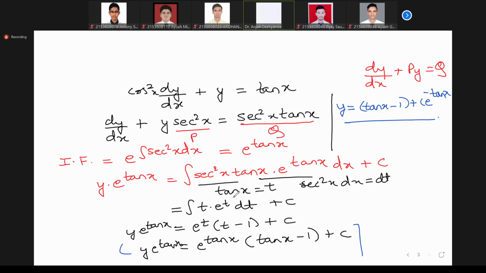You know integration by parts, no? Something called integration by parts. Have you heard of it? Oh, yes, ma'am. I got it. So we have done integration by parts and got this.